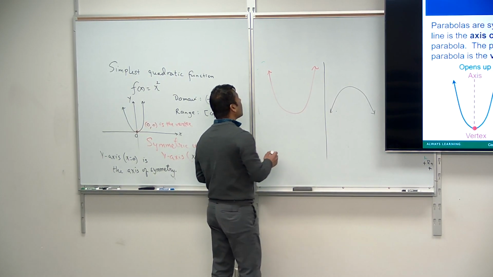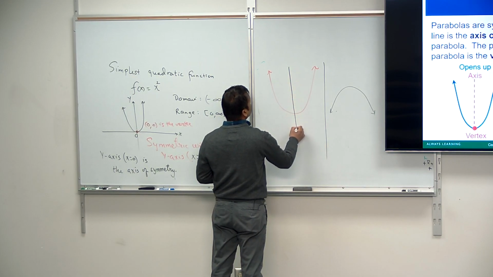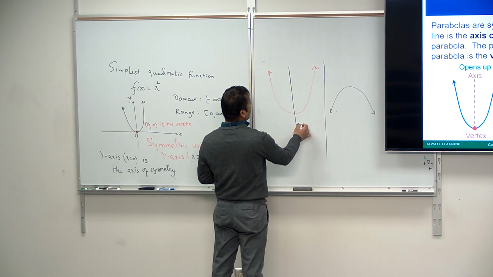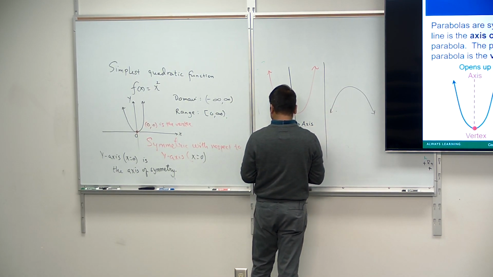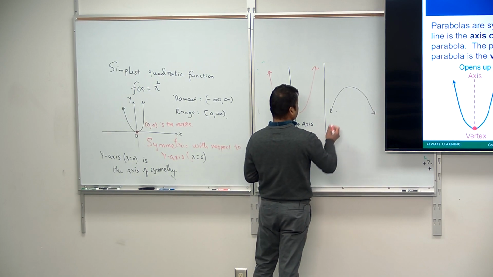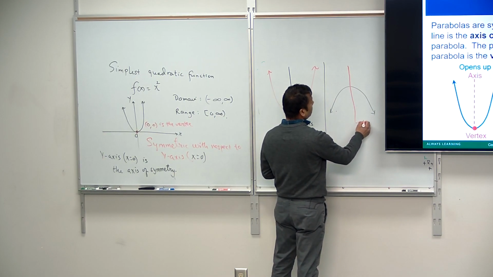So the parabola is symmetric with respect to a line, like this is the line, you see that? And this is the axis of the parabola. Or you can have this. This is called what? Axis of the parabola.